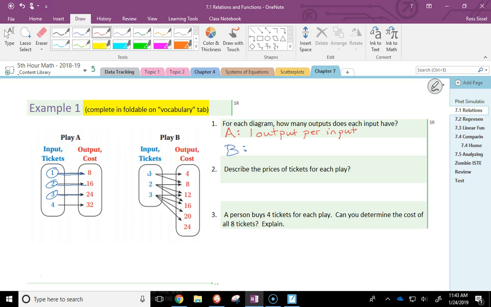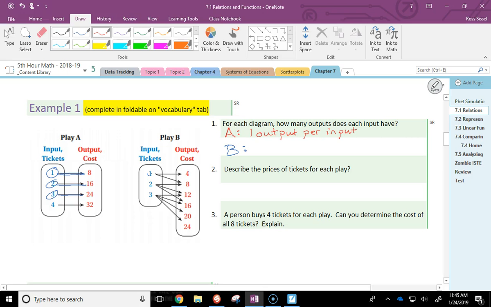Oh! Okay, how about B? Let's look at play B. I'm going to pause the video. I'm going to give you about 30 seconds. I really do want you to talk to your neighbors, but I want you to talk to them about this, not other things. How many outputs are there for my input numbers? Okay, so turn and talk to your neighbor about it.